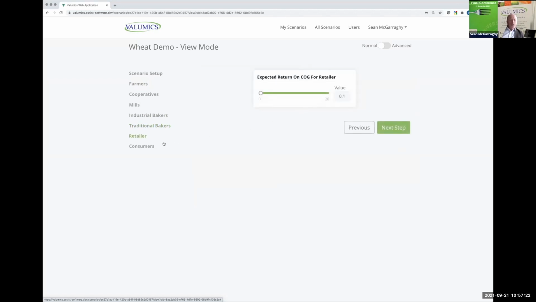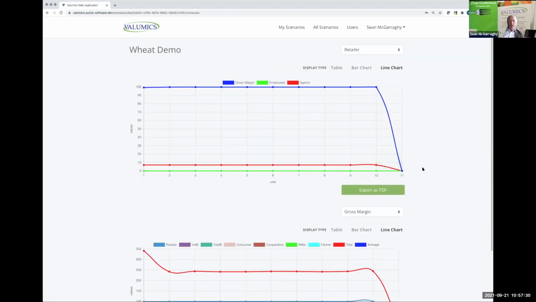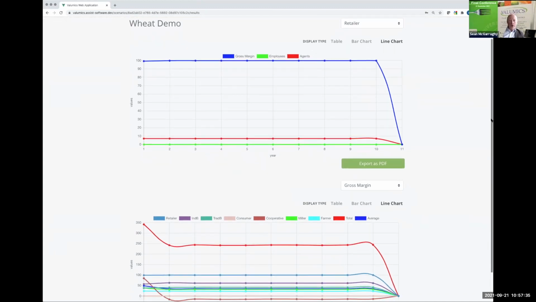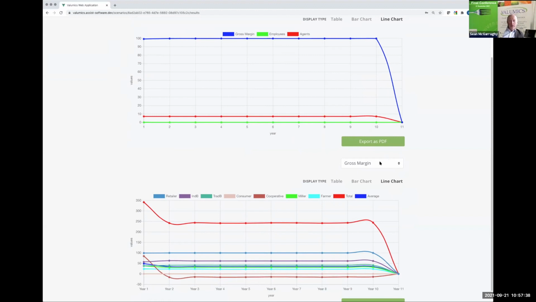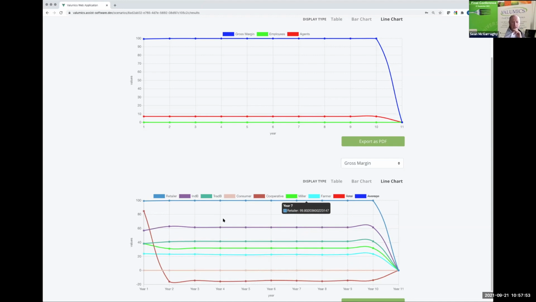Retailers, also consumers. So what is the consumption we expect a consumer to have? And then if we finish with this, we can, for example, run this simulation and look at the average over a period of time. So here is, for example, gross margin. So gross margin for the industry as a whole is changing a little bit over time, but we could focus in on particular ones.